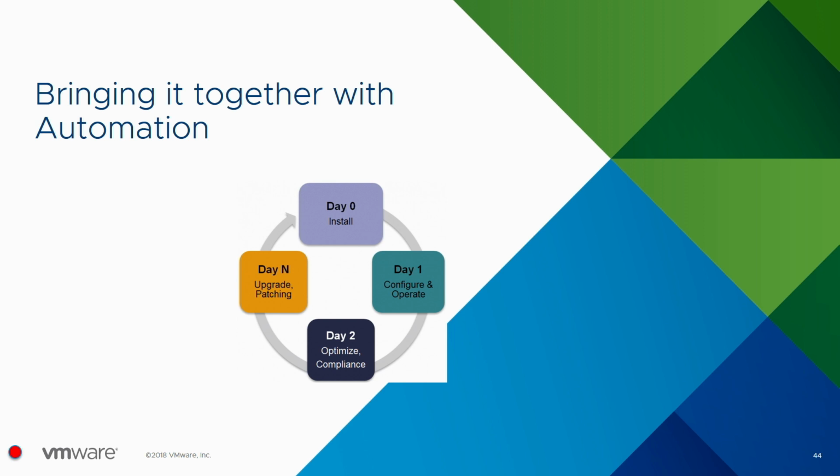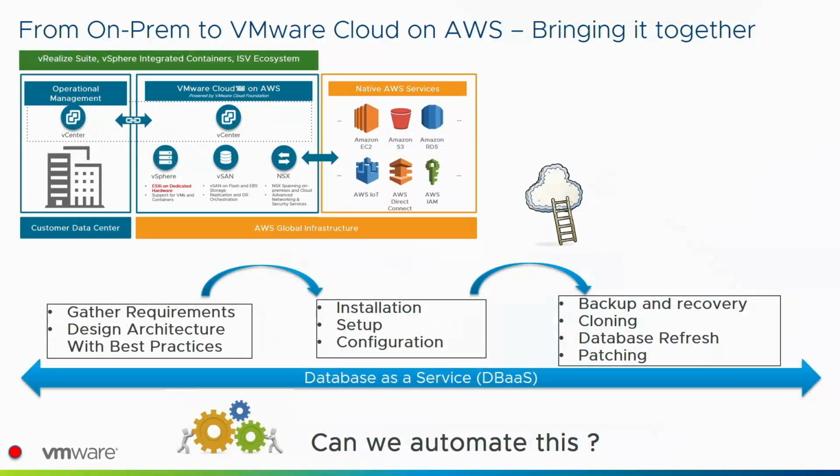All right. Now, I'm a lazy DBA and I don't want to do my work, right? So I want to automate it. I want to make my life easy so I can have fun. Let's see how we can bring it together. So basically, this is what database as a service is. The question here is, can we automate it? Do we have native tools within the VMware arsenal that will help us automate it?